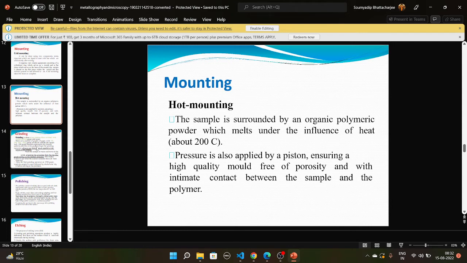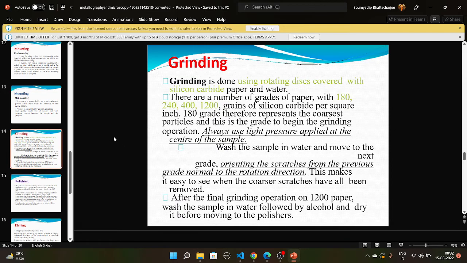Next, please. Here is grinding. You see there are a number of grades of paper, here the MRE paper actually. Grinding is done using a rotating disc covered with silicon carbide paper. I do not think you will do it immediately. First, the technician will give you some MRE papers. Some grades will be there. Please ask him what grades are being used. You see some numbers given here. If they do not match with what you are doing, please ask him.